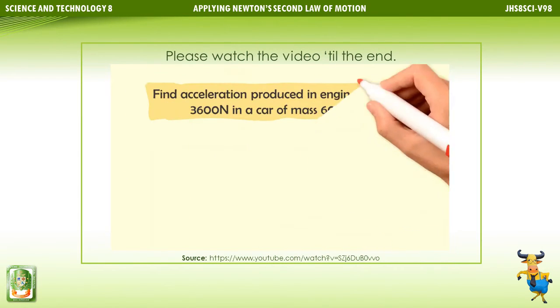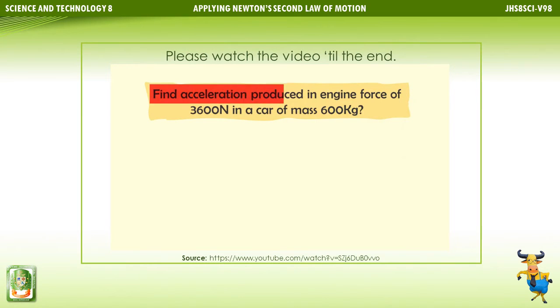The second problem is: find the acceleration produced by an engine force of 3600 Newton in a car of mass 600 kg. Now again I will highlight the given data. Find the acceleration. So we have to find acceleration in this numerical. Secondly, the engine force of 3600 Newton. So we highlight force F of 3600 Newton. Thirdly, a car of mass m of 600 kg.